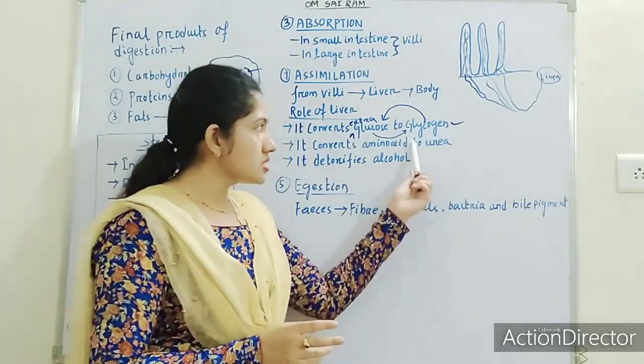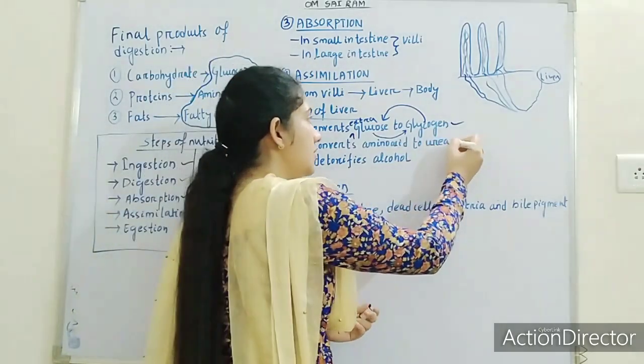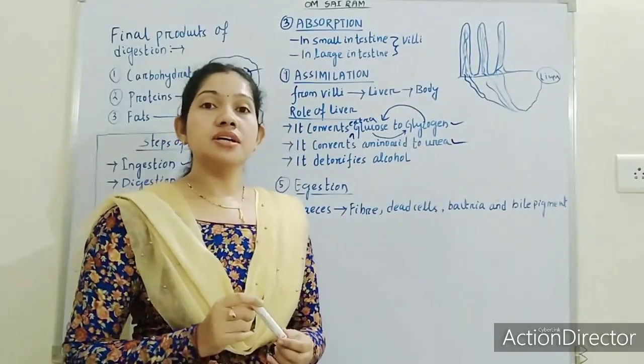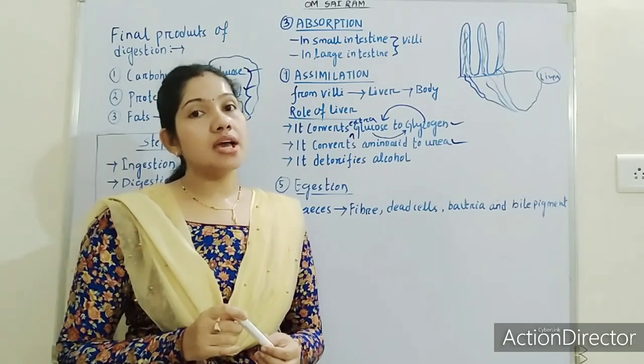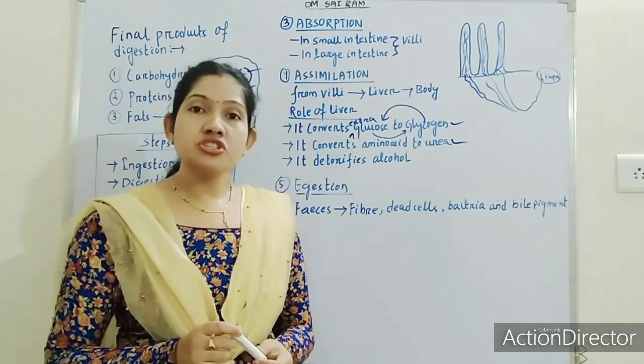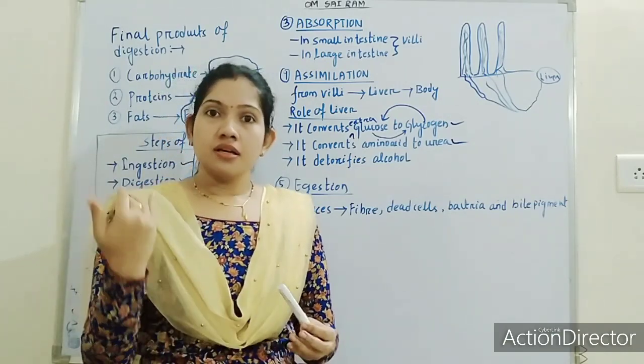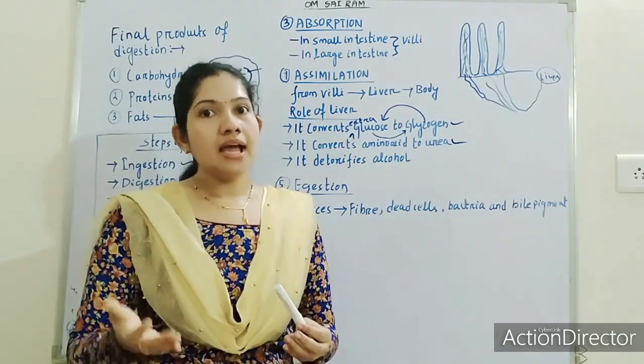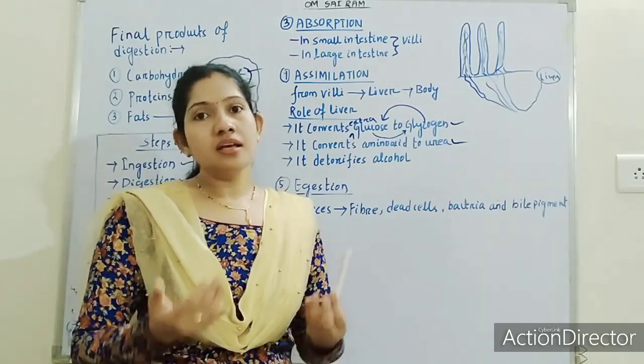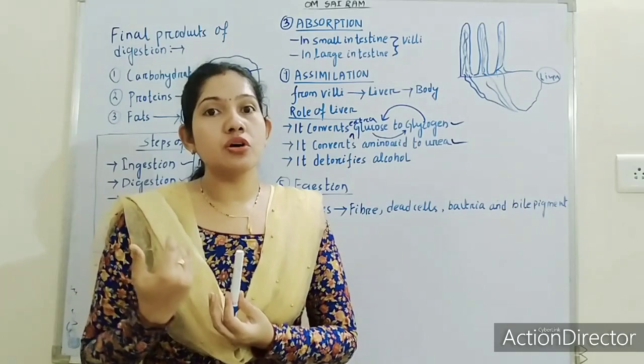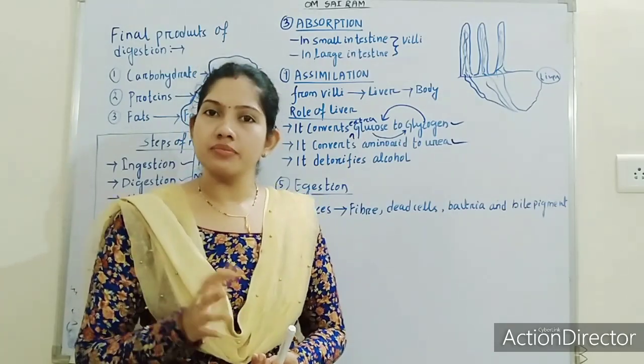Got it? So this is the second role of the liver. It converts amino acid to urea, and urea is the waste product which is sent to the kidney, and by the kidney urea leaves the body in the form of urine.